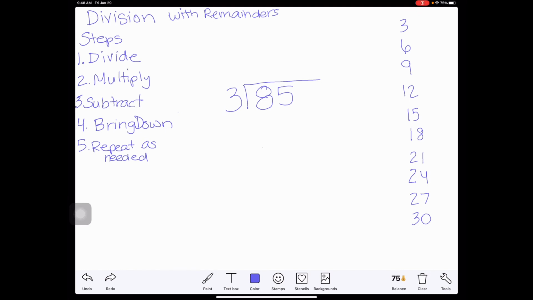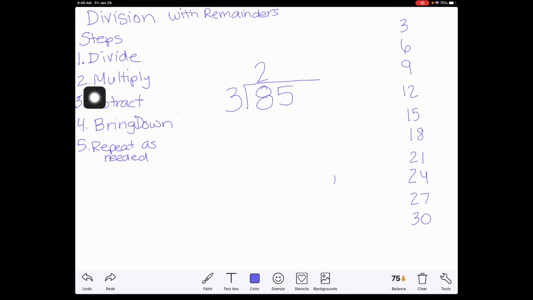The first step I'm going to do is look at my numbers and see how many groups of 3 I can get from the number 8 without going over. So I'm looking over here and I know I can get one group of 3 and I can get another group. But if I went to the third group, then it would be too big. So I know I can get 2 groups of 3 out of my number 8. So that is where I divided. So I'm going to go ahead and place my number 2 above the number 8 because I need to make sure I'm lining up my numbers so I don't get confused.